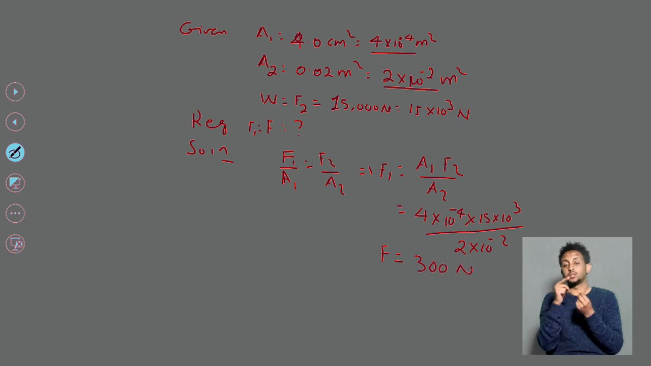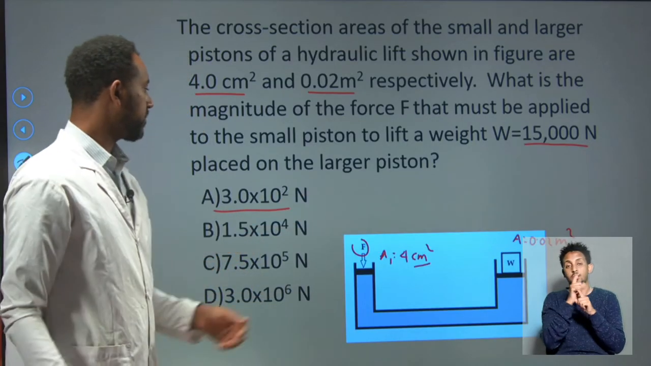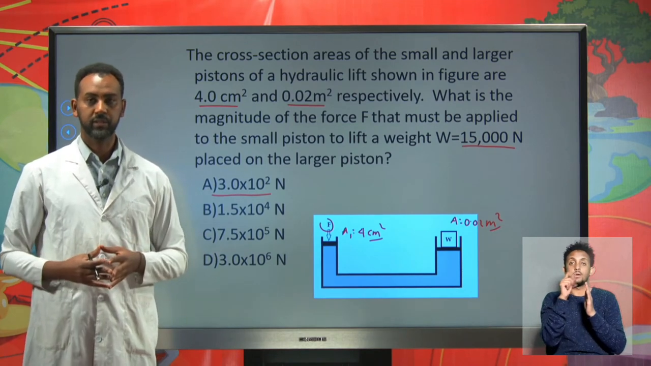300 Newton. This is the answer. But you can rewrite 300 as 3.0 times 10 to the power of 2 Newton. You can express it like this. Therefore, this is your answer. Your answer is 3 times 10 to the power of 2 Newton. This is the applications of Pascal's principle.